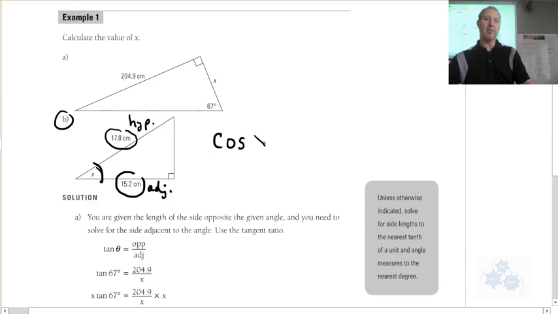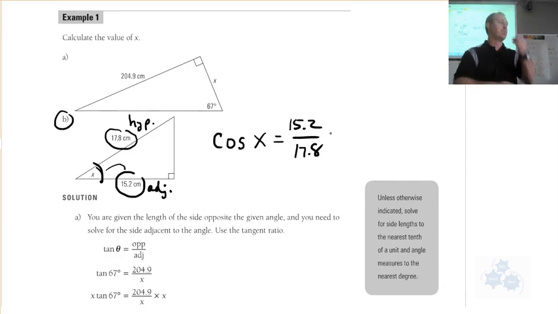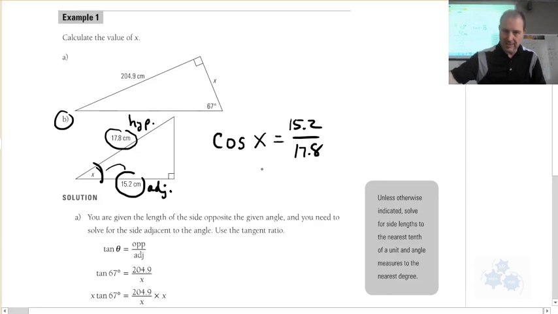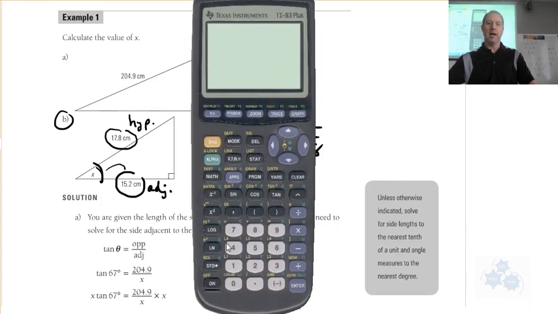The cosine of x equals the adjacent, 15.2, divided by the hypotenuse, which is 17.8. Now, here's a big problem, huge problem. How do I solve for x here? Anyone remember? Second function.